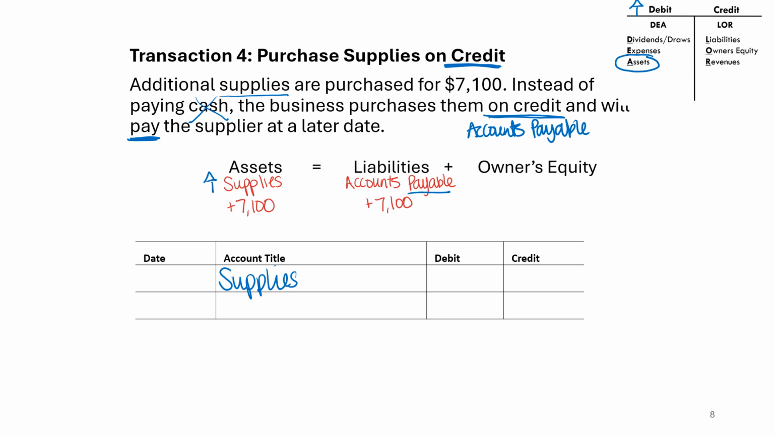Accounts payable. Accounts payable is a liability. This payable is increasing because the amount owed to an outside party is increasing. So a liability is increased with a credit. So we have to credit accounts payable. And the amount is $7,100.